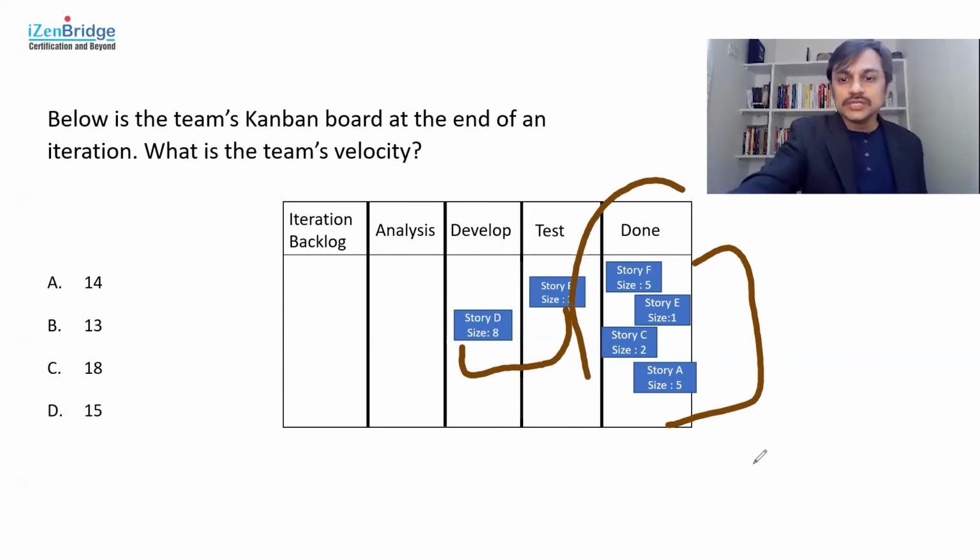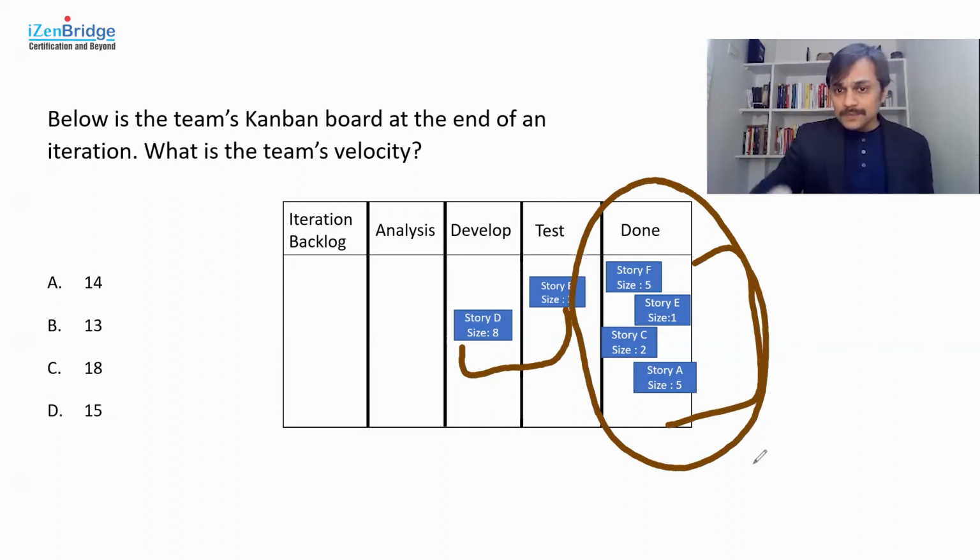Velocity is only the sum total of the sizes of the items which are marked done. So I just pick up the size of these 4 stories: 5 plus 1 plus 3, 1 plus 2 plus 5, which makes 13. And that's the answer, because ultimately the 13 points of work is the only work which got marked done. Other work is in progress.